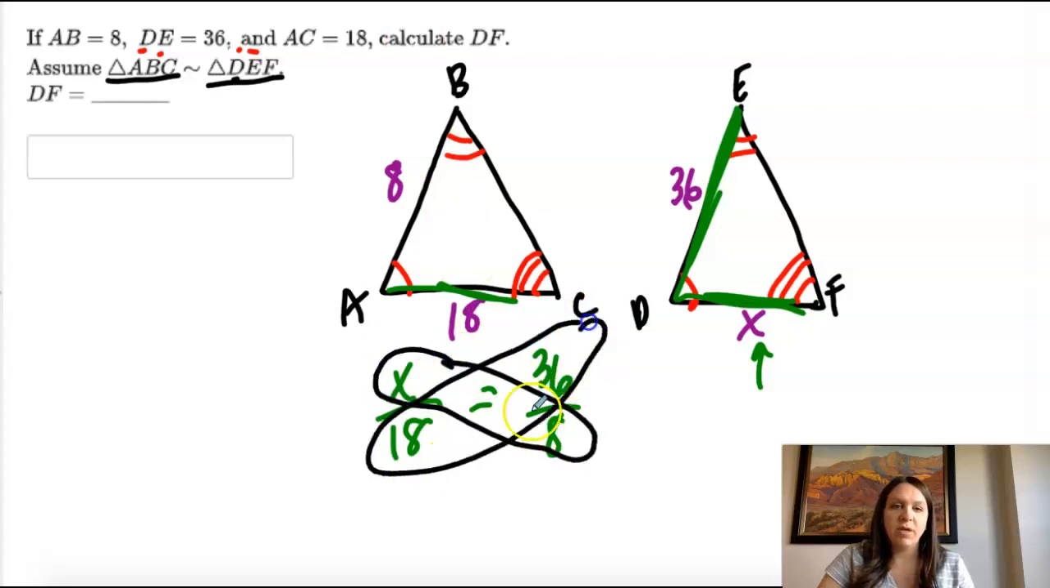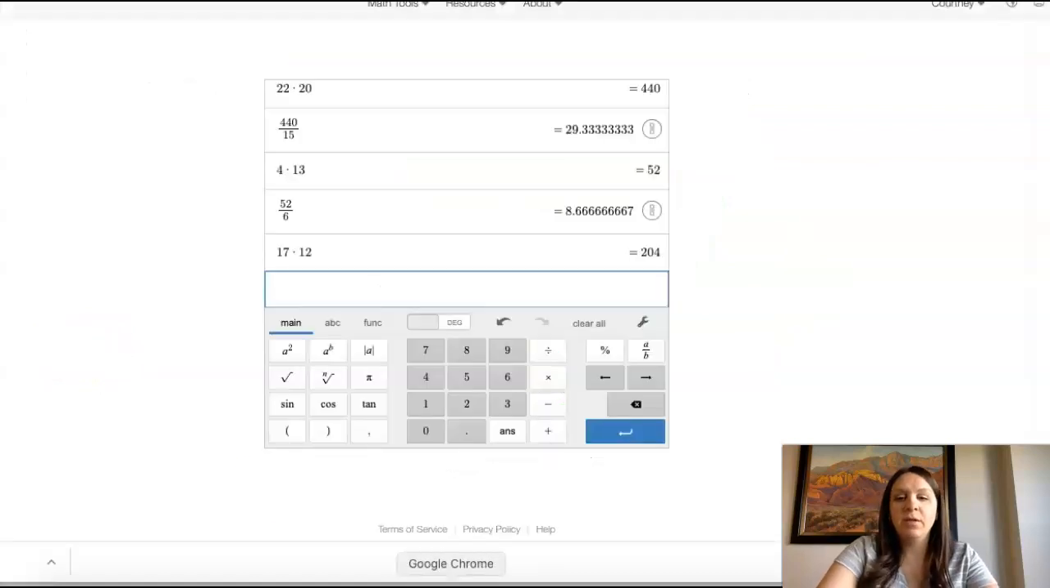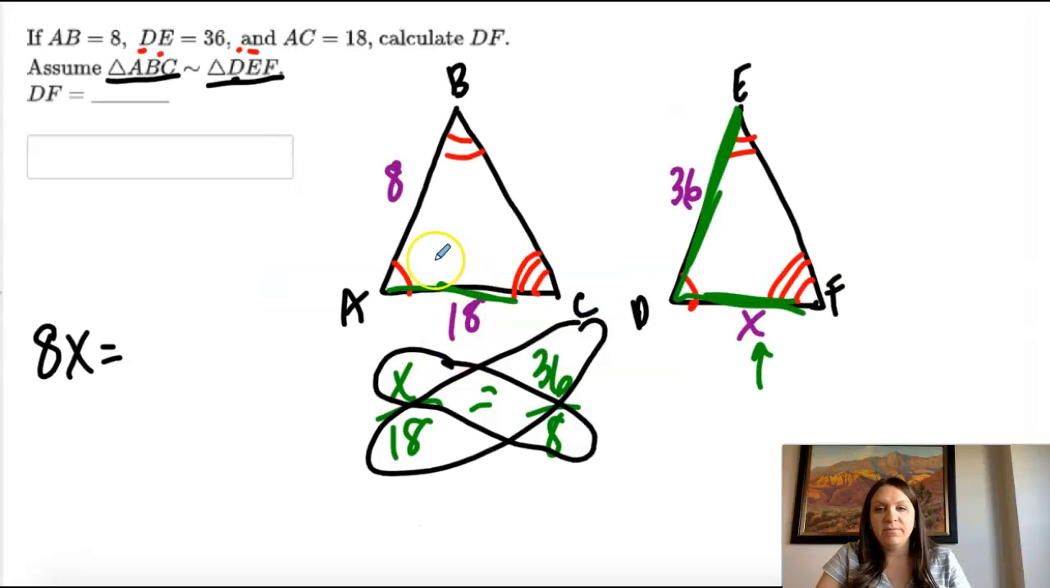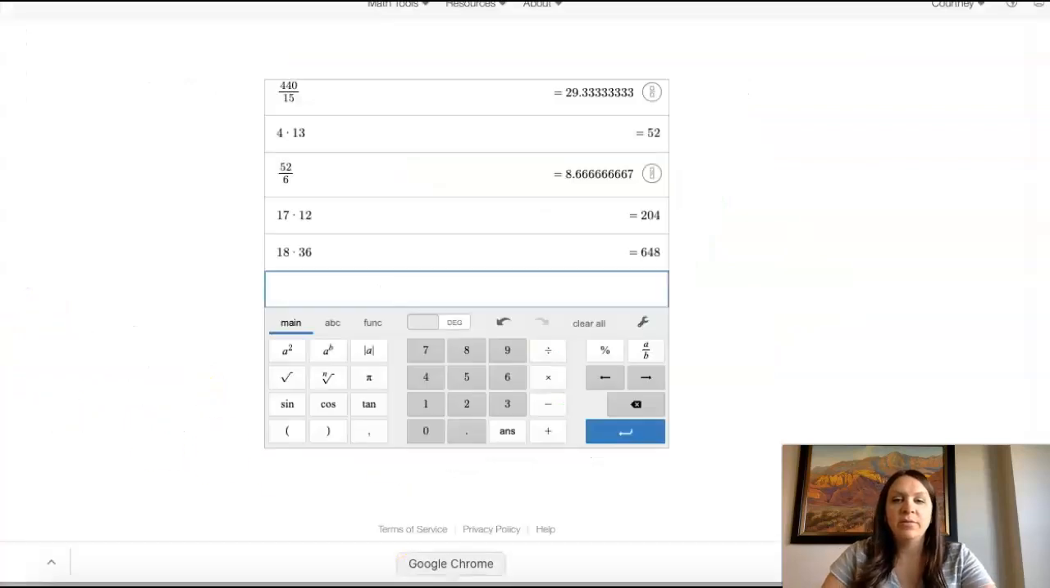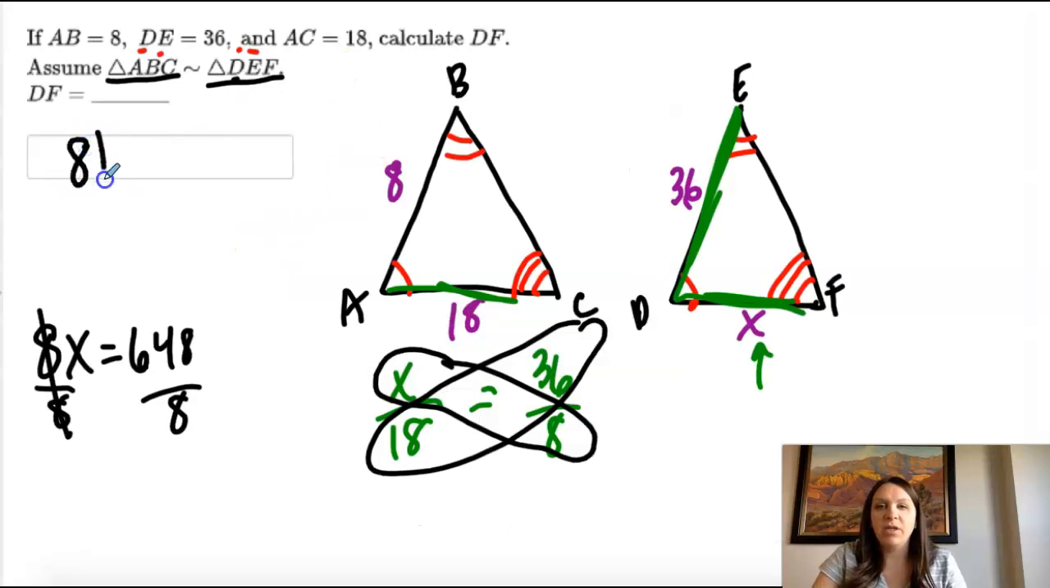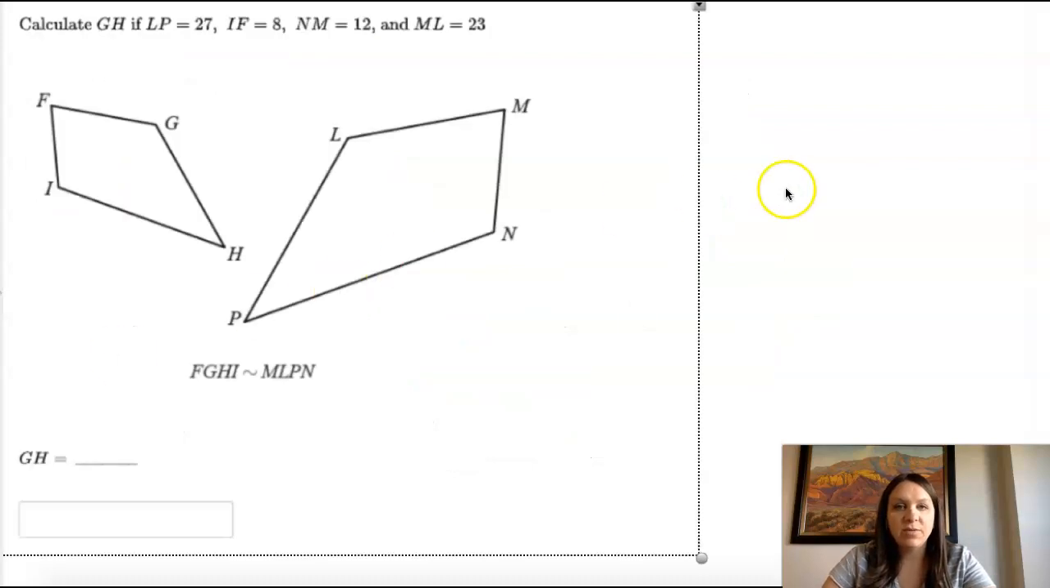We're going to cross multiply. 8x equals 18 times 36 is 648. And then divide both sides by 8 to get x by itself. Which is 81. So you would type in 81 on that one. Last one.